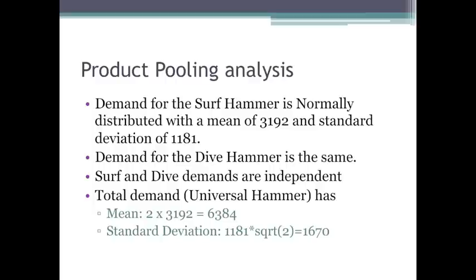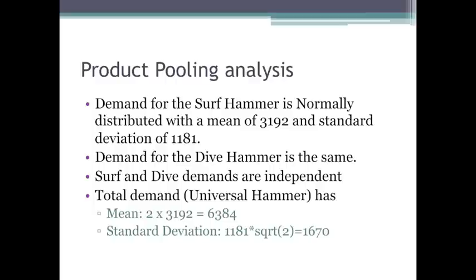These demands are independent. So, the total demand, well, if we were to combine these two, the mean would double. It would be 3192 plus 3192, 6384. However, the standard deviation gets kind of interesting. It's the square root of 1181 squared plus 1181 squared. Or, more to the point, 1181 times the square root of 2. So this is 1,670. So the standard deviation, as we see, doesn't increase at the same rate as the mean.